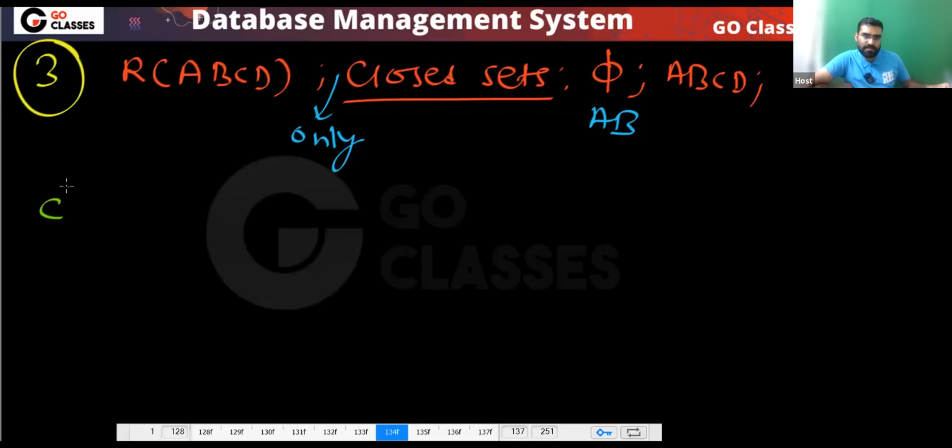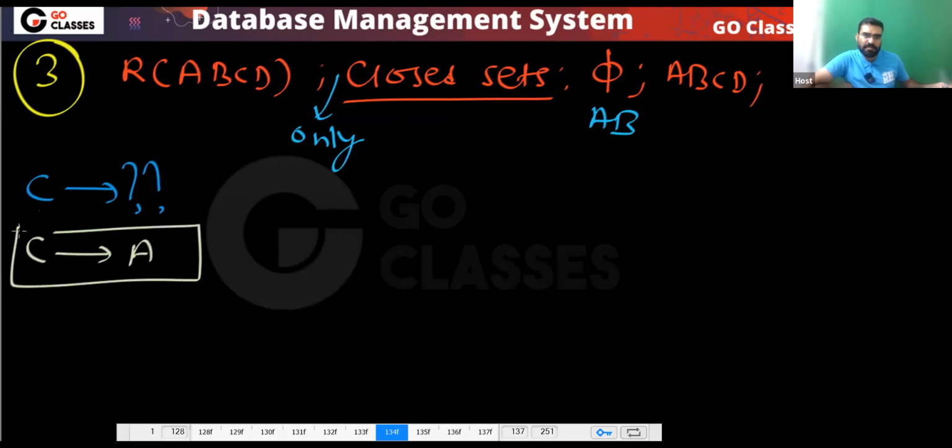What do you think, what is C plus? Is this closed? Okay, look at C. What can C determine? Tell me what C can determine. See, notice. Can you stop this?